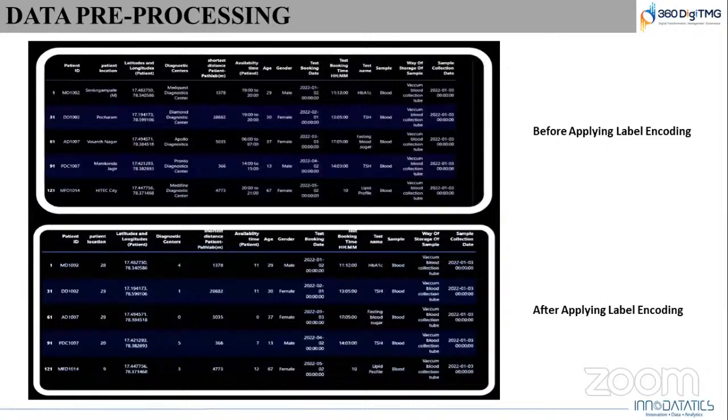So as I mentioned in the before slide, we are doing label encoding. So this is a picture of before and after application of label encoding, which converts categorical to numerical form. Next slide.